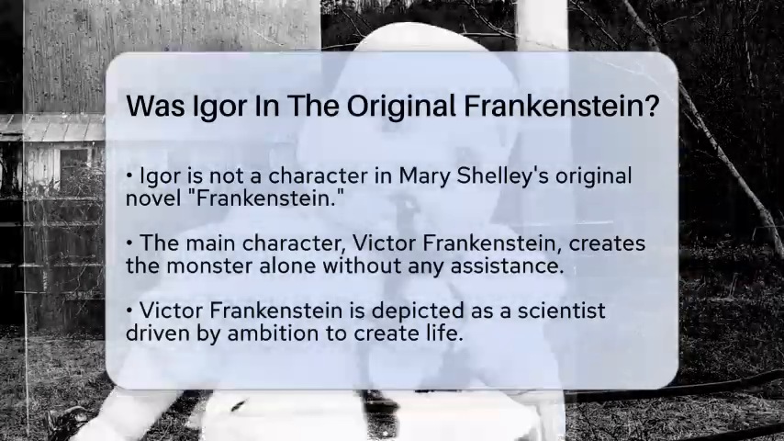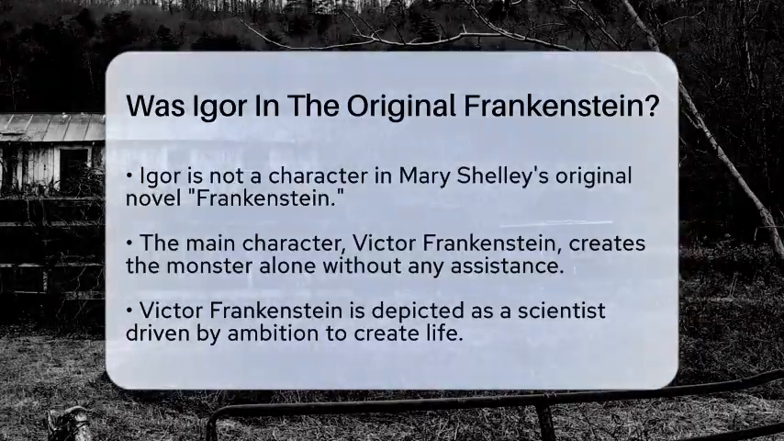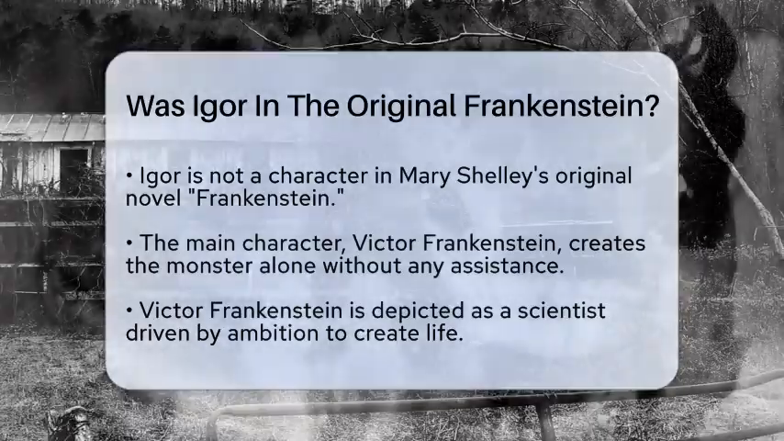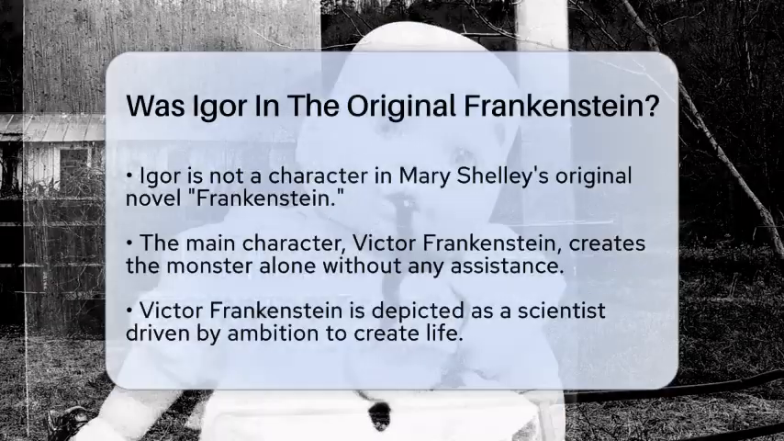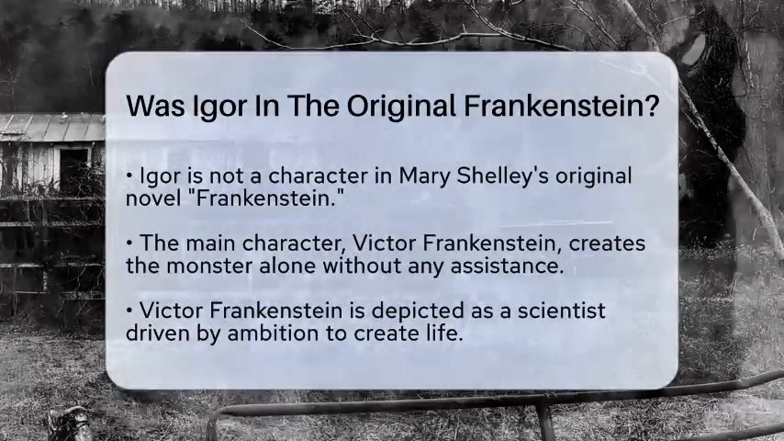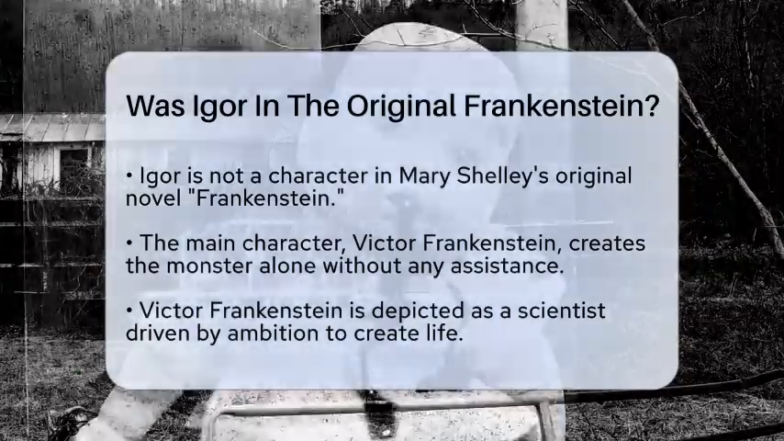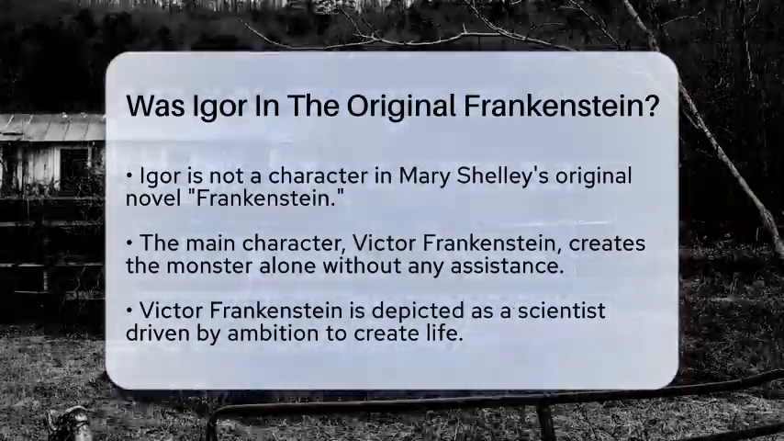In Mary Shelley's novel, Victor Frankenstein is the scientist who creates the monster. He works alone in his laboratory, gathering body parts and bringing the creature to life. There is no mention of a lab assistant or a character named Igor in the original story. The character of Igor actually originated from film adaptations of Frankenstein.